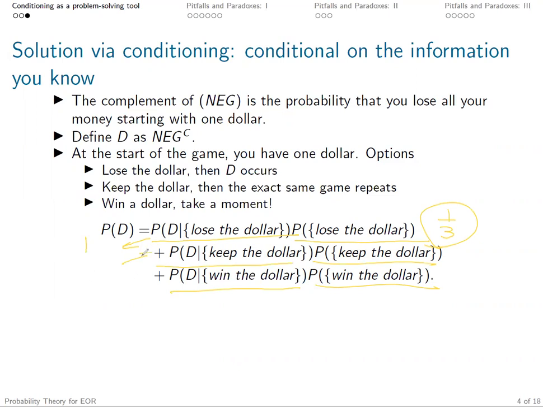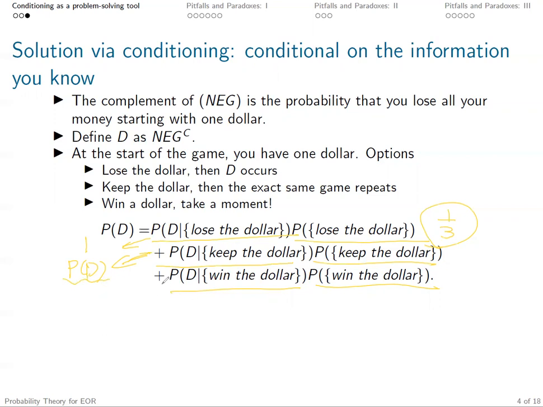If we keep the dollar, then we can start the exact same game again. So this value is actually equal to P(D). P(D) is unknown for now, but let's keep it there, right? Because it's very closely linked to the value we want to deliver in the end, so we keep it.